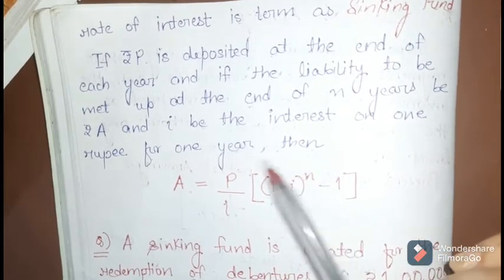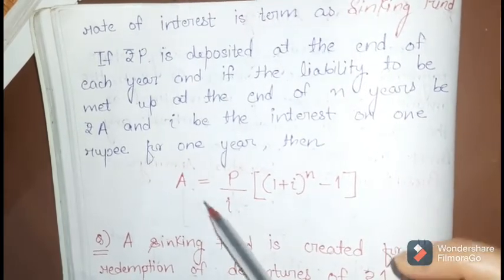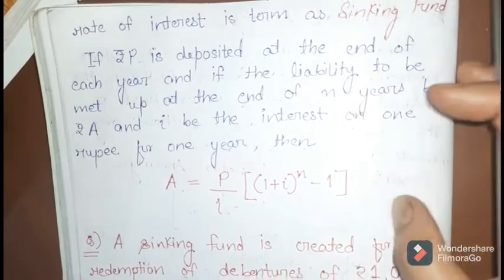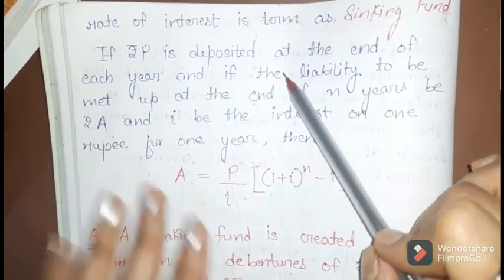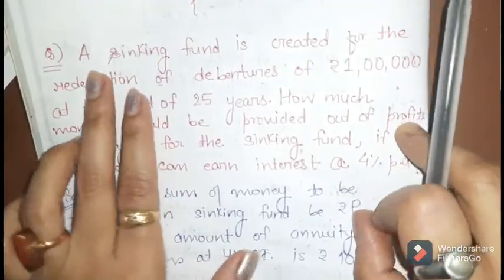Okay, so here n will be given, P will be given, I will be given, and you have to find the amount. So you deposit the fixed amount after 1 year. Now, based on sinking fund, there is a question.